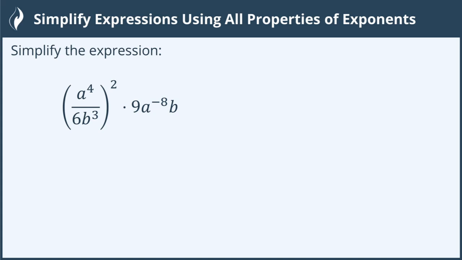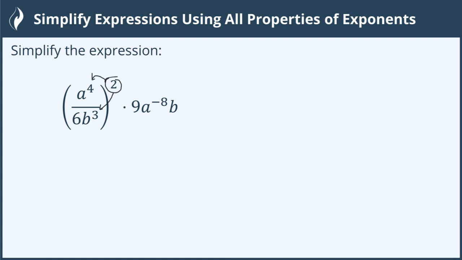When we combine rules of exponents, it's important to follow the order of operations. So what we're going to do is start with dealing with this exponent here, the squared. And we're going to share this squared with both parts of the fraction, the numerator and the denominator. And we do that by squaring each portion.